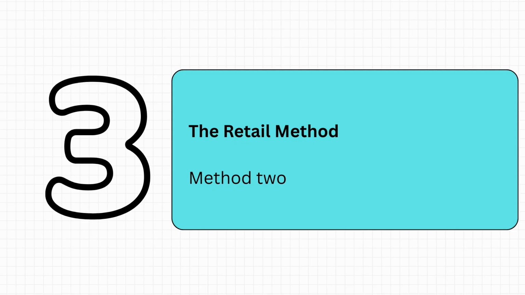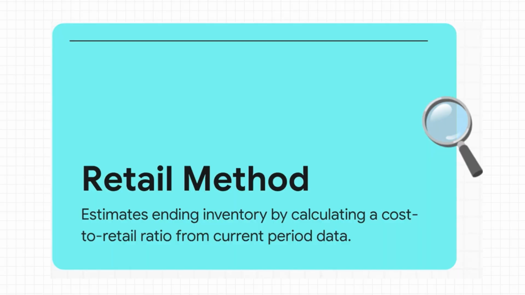And this one, as you can probably guess from the name, is a huge deal for retailers. It's the retail method. So here's the big difference you need to remember. The gross profit method looked at historical data, right? Well, the retail method uses the current relationship between what an item costs and what it sells for. It's all about what's happening right now, which makes it super useful for stores that track their inventory at both cost and retail price. You can think of this method as a translation exercise.